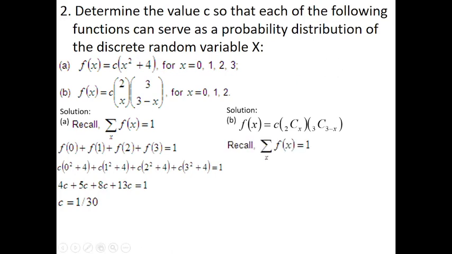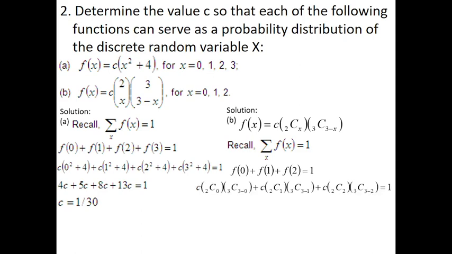And then let's recall: the summation of f of x equals 1 for all values of x. So we have f of 0 plus f of 1 plus f of 2 equals 1. Then we have c multiplied by the terms, as you notice, for 0, 1, and 2. F of 0 plus f of 1 plus f of 2 gives us 1. This should be equated to 1 so that the function can serve as a probability distribution of the discrete random variable x. Remember that.